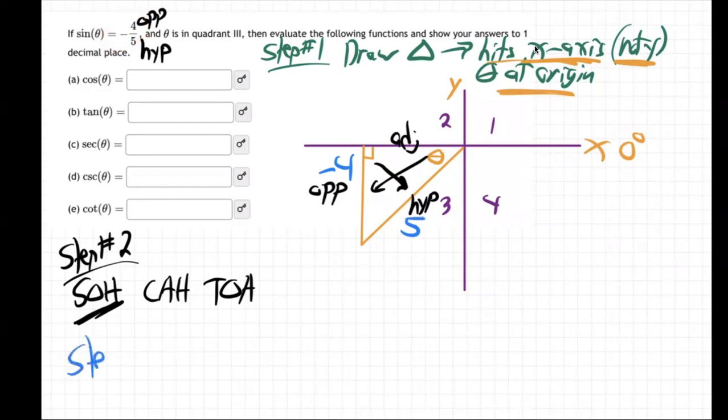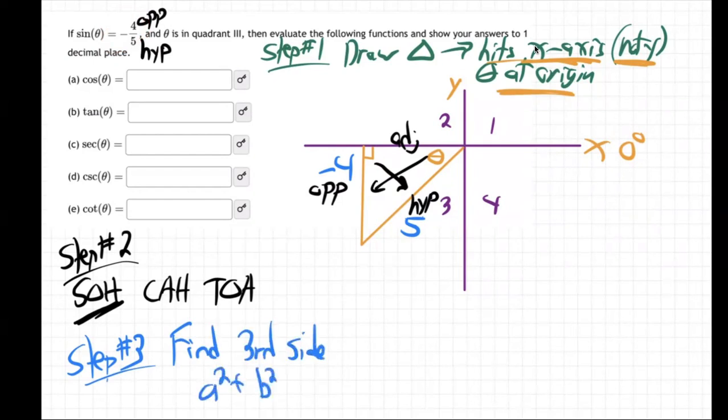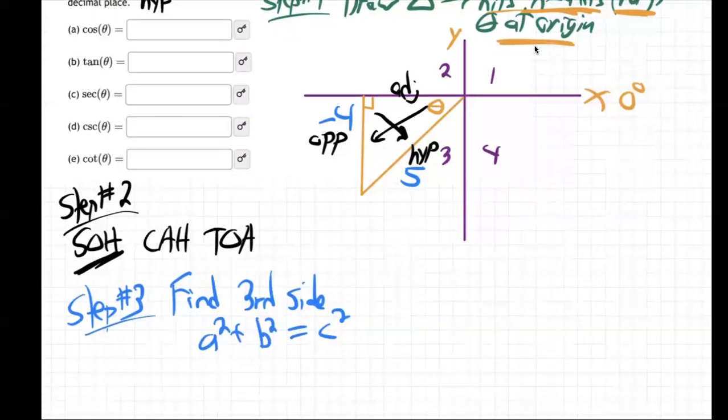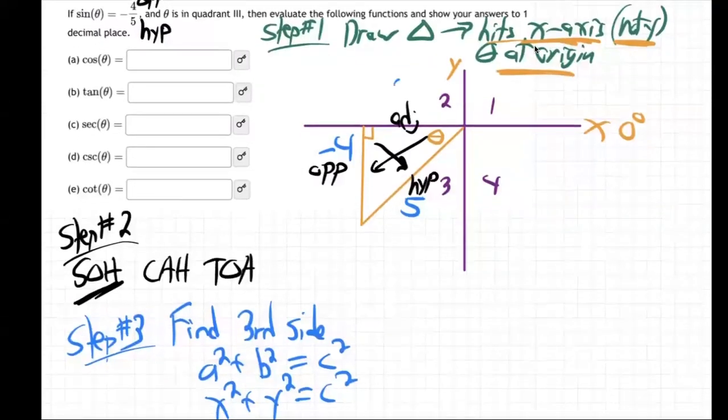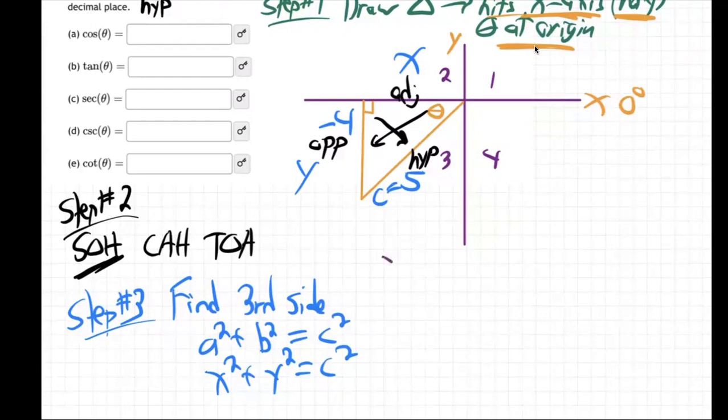Okay, so then step number 3. We're going to find the third side by a squared plus b squared is c squared. Or in this case, I'll use x squared plus y squared is c squared. Same thing, whatever. This is x, this is y, because x is sideways, y is up and down. This is definitely c down here. Okay, so here we go. So x squared plus y squared is c squared.